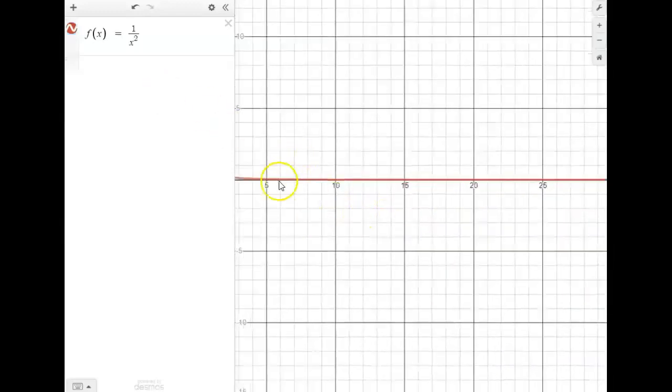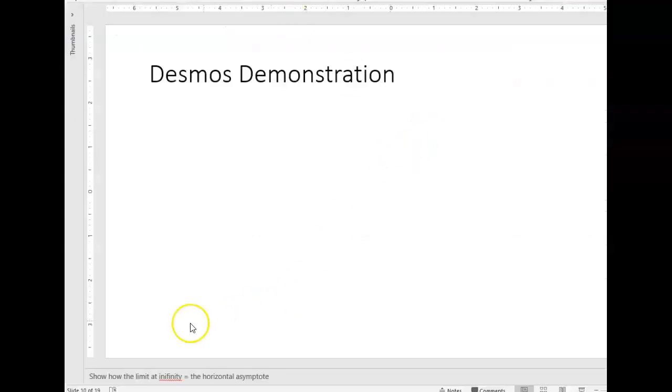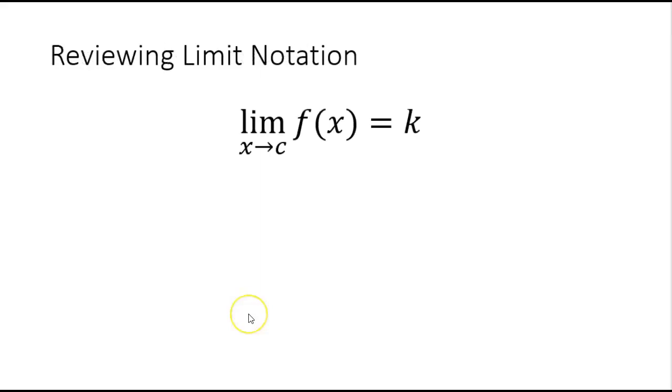And so as x gets bigger and bigger and bigger, in other words, as x goes off into infinity, the graph gets closer and closer and closer to 0. And the same thing happens on both sides of this graph. As x gets farther and farther out towards negative infinity, the y value gets closer and closer to 0 on that side as well. Okay? Now that should be ringing a bell with some vocabulary that we've learned earlier, and that's limit notation. So let's review limit notation really quick, and then we'll talk about how we can use limit notation to talk about the end behavior of these functions.